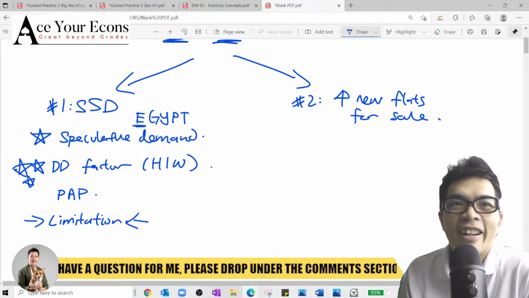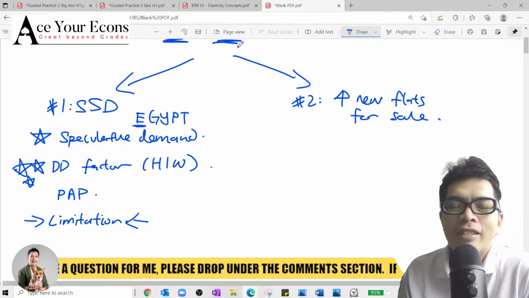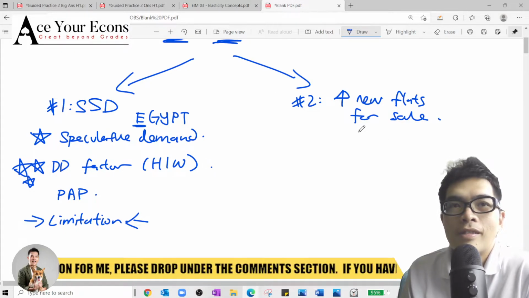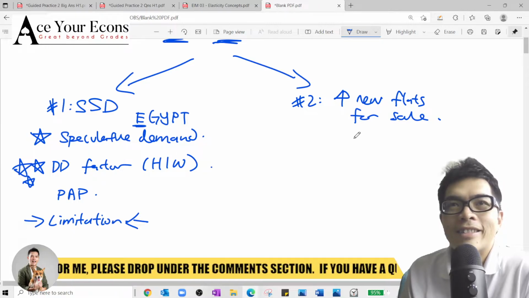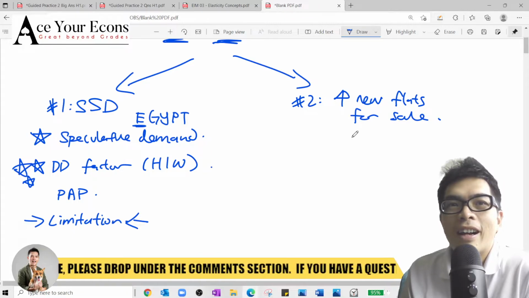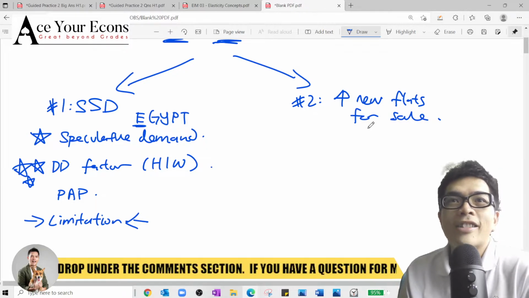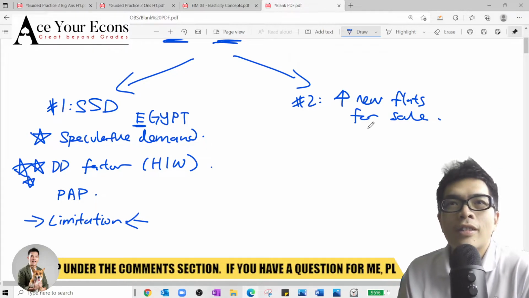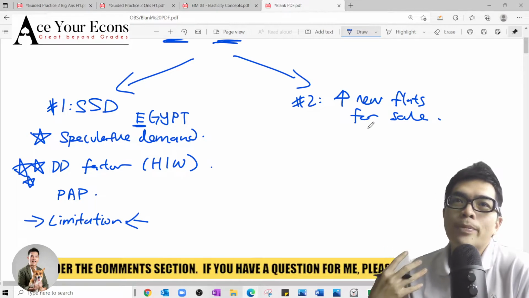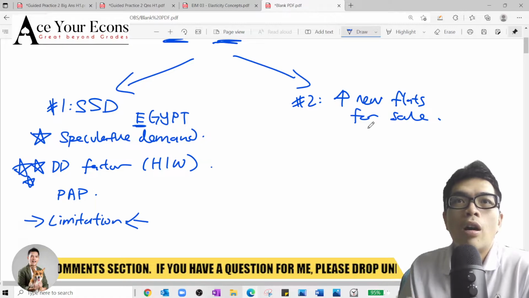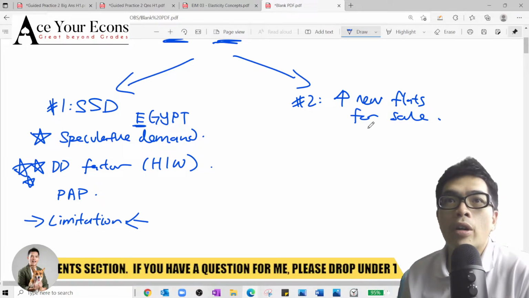Because they are substitutes. Okay, so why are they substitutes? Because you can choose to stay in either one. Okay, I like your answer. Very straightforward. So you as a house buyer, you can either choose to wait for a new flat to be built, or you can buy directly from the resale market.